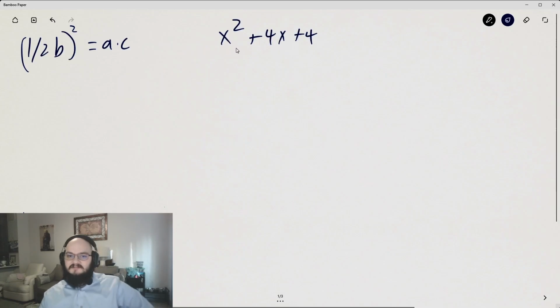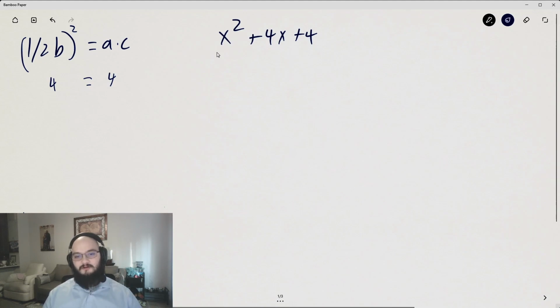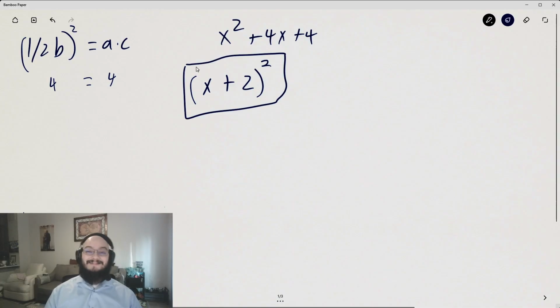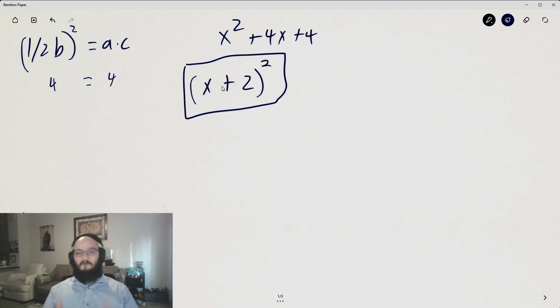All right, let's take a look at our first example. 1/2 of b is 2, squared is 4. So this value is 4. A times c, which is 1 times 4, is also 4. Since they're equal, this is a perfect square trinomial. What we're going to do is square root our first term, get x, square root our second term, get 2, and they are going to be added together because our middle term is positive. Mark that as squared, and that is it. That is the factorization of the quadratic.